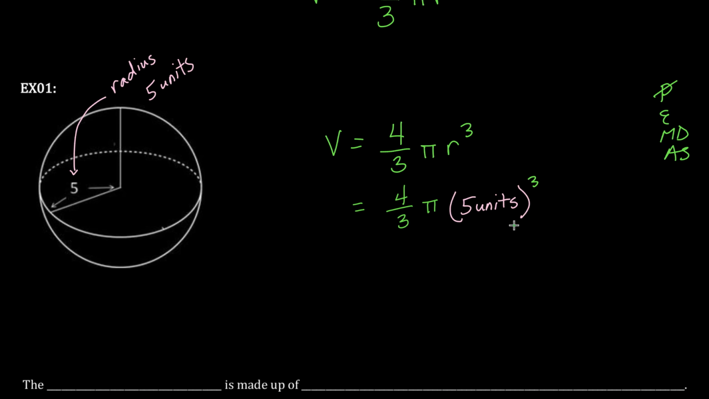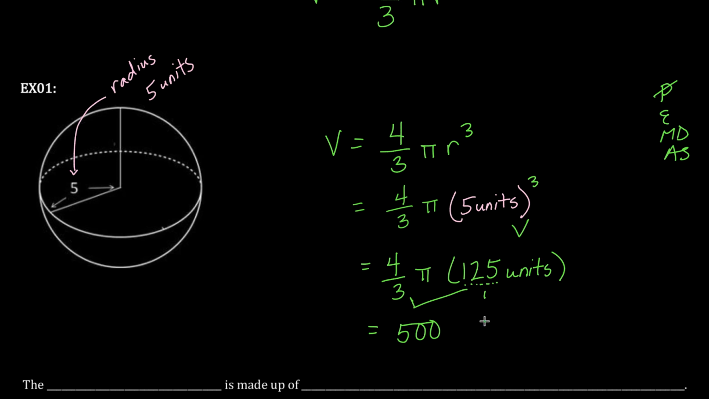Now we do exponents. So you get 4/3 pi, 5 times 5 times 5 is 125. And units to the third power is units to the third power. Now I'm going to multiply these two right here. 4 times 125 is 500. But remember, this is over 1.